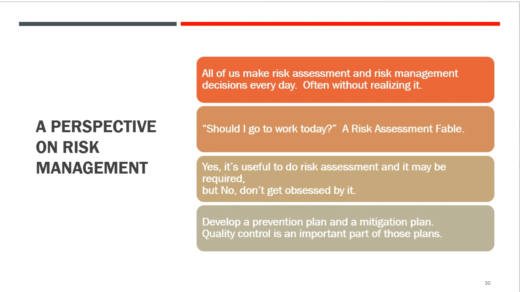It's an issue of whether there are things we can do to prevent that risk from happening. If it does happen, are there things we can put in place in advance that will mitigate its impact, lessen its impact? So, things that can prevent it from happening, or things that can deal with it effectively if it does happen. That's how we're going to go through risk management. Quality control is an important part of those plans, but it's not the entirety of those plans.